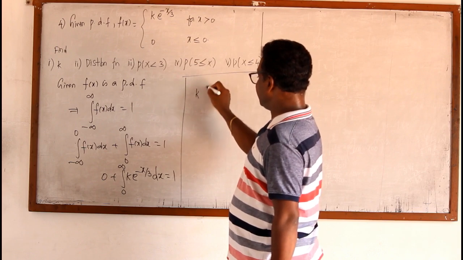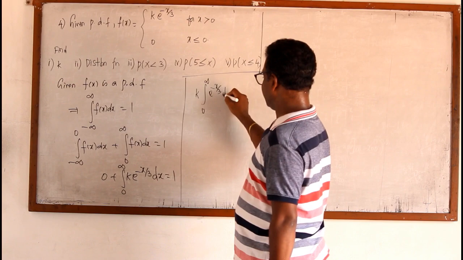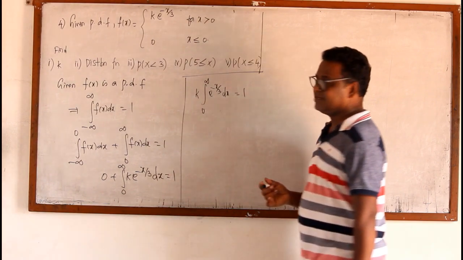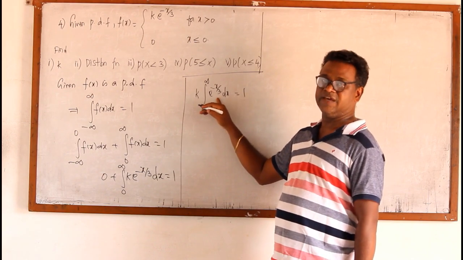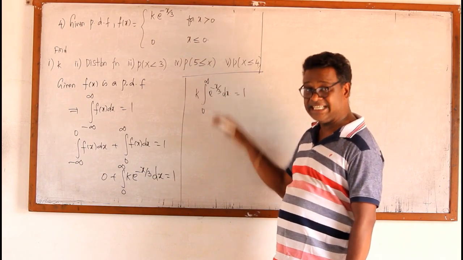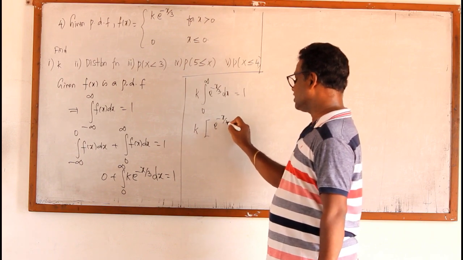k can be taken out. The integral from 0 to infinity of e power minus x by 3 dx equals 1. The integration of e power x is e power x. When e power a coefficient times x is integrated, that coefficient must divide the answer. That is k into e power minus x by 3.